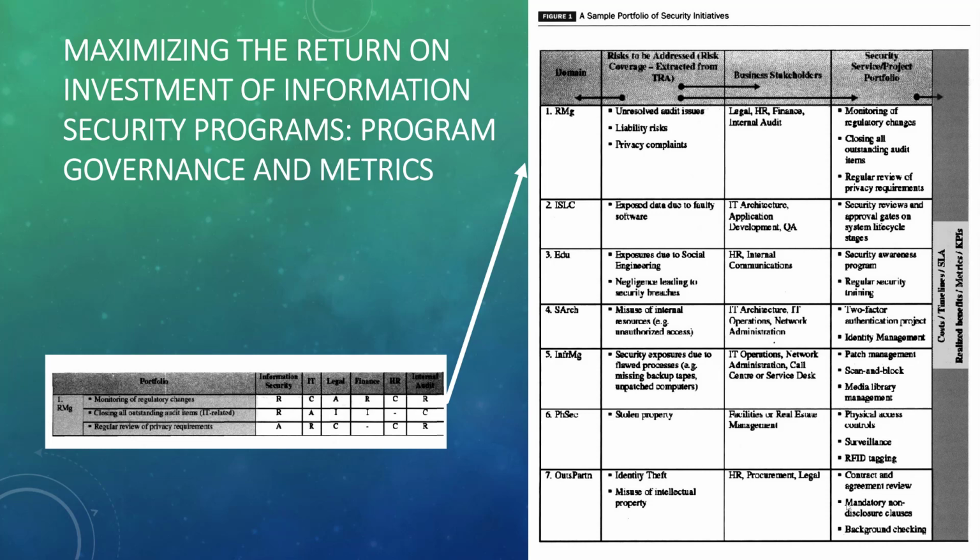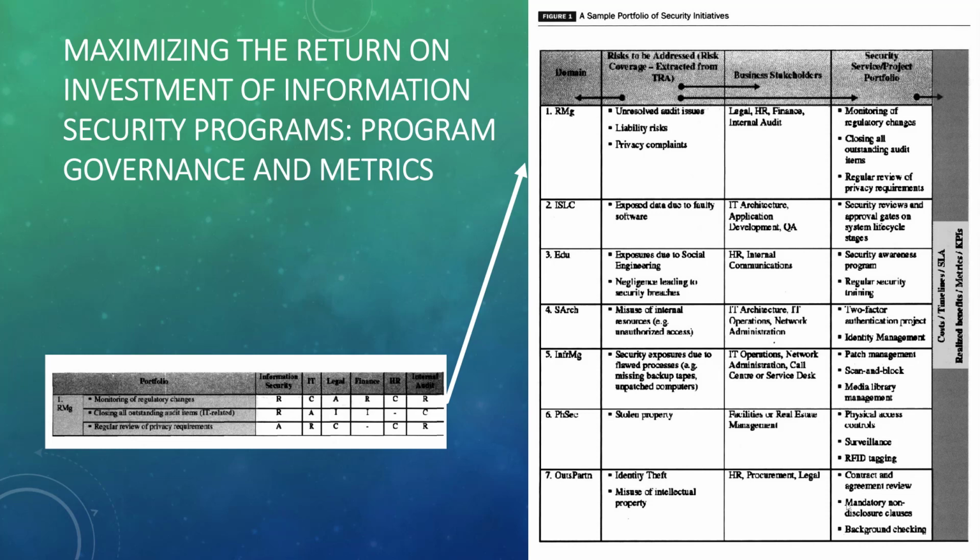So they've listed three: monitoring of regulatory changes, closing out audit items, and regular reviews of privacy. And then they've listed different organizations: information security, IT, legal, finance, HR, and audit. And then those RACI roles all go back to the RACI model: who's responsible, who's accountable, who's informed, and who gets to consult when certain decisions are being made. And so you're mapping those responsibilities against a particular domain and a portfolio of services. This lets everybody know who's doing what to whom.